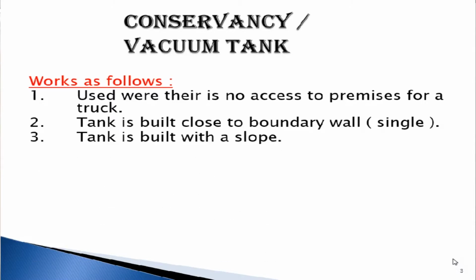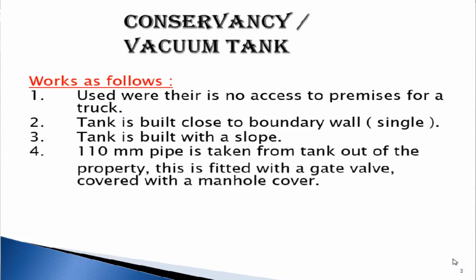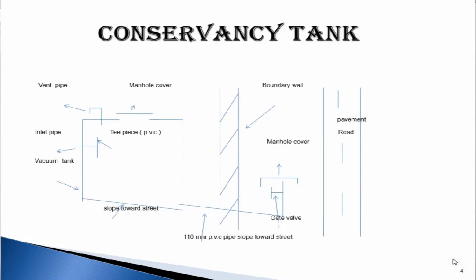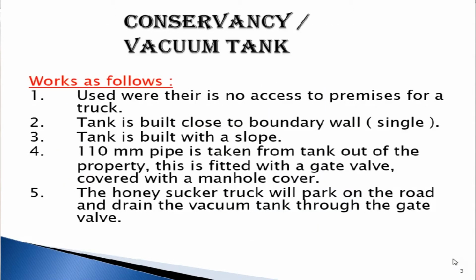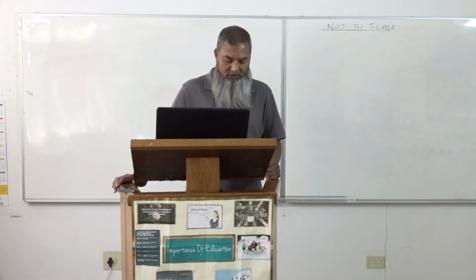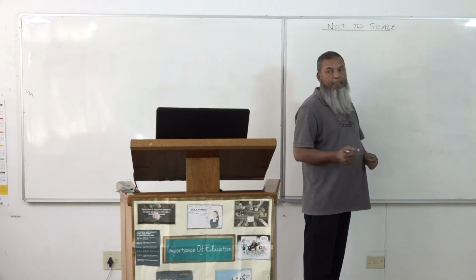All tanks are built with a slope. We use 110 millimeter pipes to lead from the pipe out of your property. Your honeysuckle truck is parked on the roadside, drains it and removes your waste product. Now we'll draw a simple diagram to illustrate to you how a vacuum tank works. Once again, people, we're not to scale, and let's go.